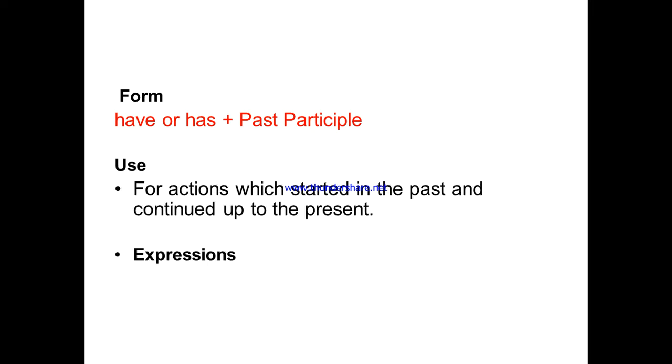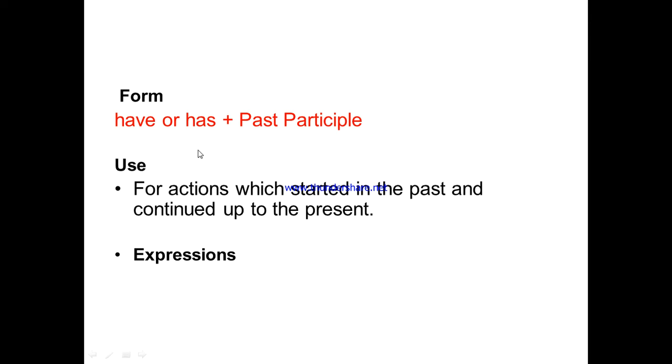For the next tense, in its form we have have or has plus past participle. That is for the form. Then for the use, we use it for actions which started in the past and continued up to the present. The form is have or has plus the verb conjugated in the past participle. We know that the past participle is formed when we add ed or ied to the verb, or, for irregular verbs that have no rule, it is in the third column of the list. This is what we call the past participle.